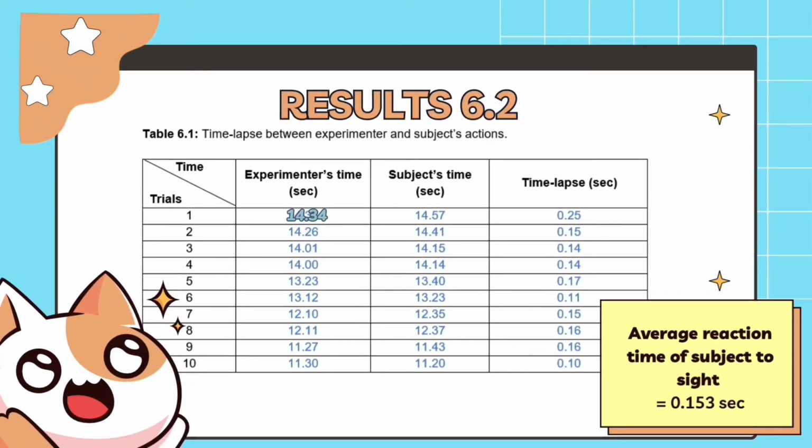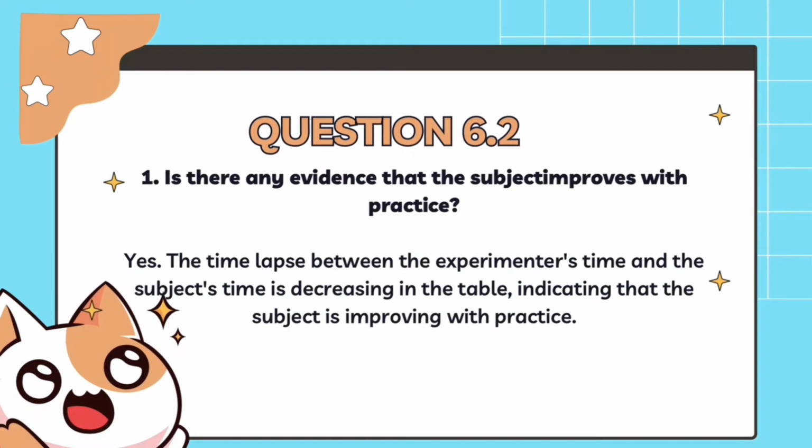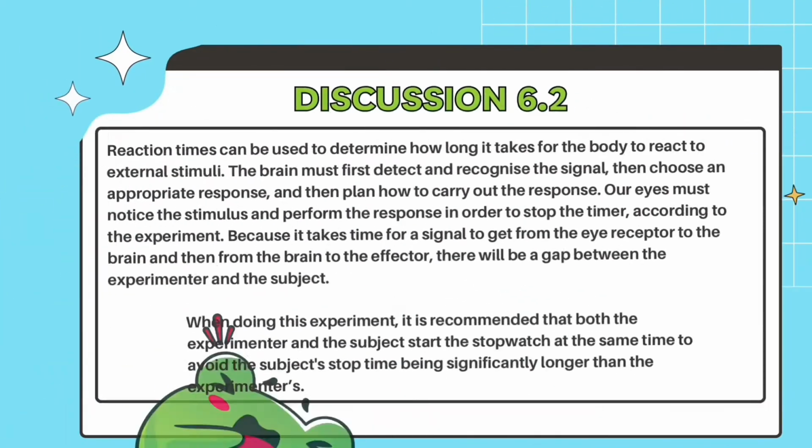Here are the results for the experiment 6.2. Question 2. Is there any evidence that the subject improves with practice? Yes, the time lapse between the experimenter's times and the subject's time is decreasing in the table, indicating that the subject is improving with the practice. Question 6.2.